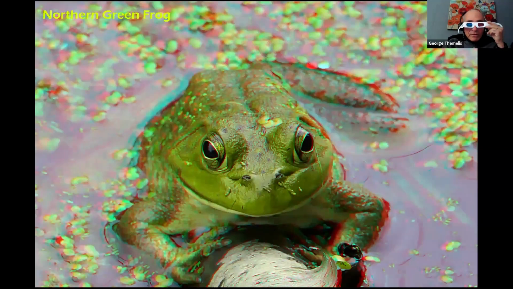This is a northern green frog. It looks like I'm close to it, but I'm not really close, because if I was that close, the frog would jump in the water. It would not let me approach that close. So I'm a few meters away, and I'm able with my long distance lenses to take this kind of picture.